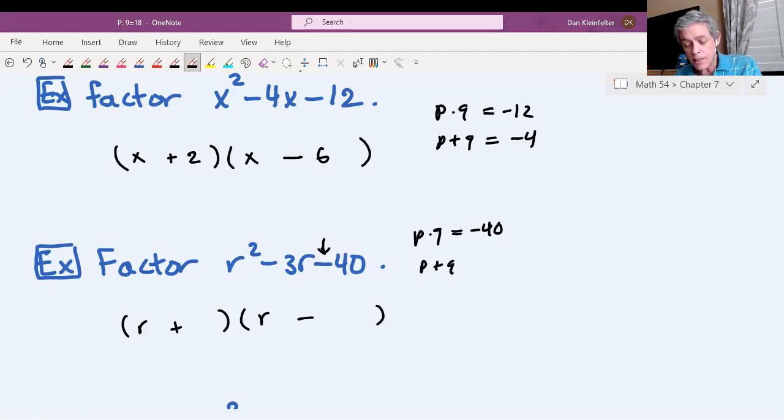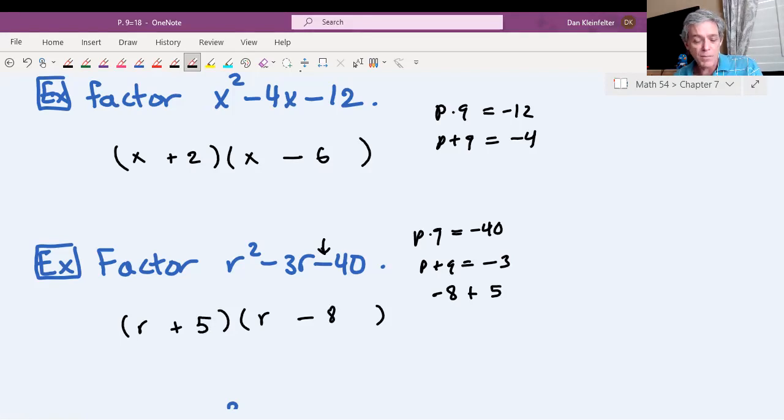So P plus Q has to add up to negative 3. The sum being negative tells us that the negative addend is the one with larger absolute value. So we should have negative 8 and positive 5.